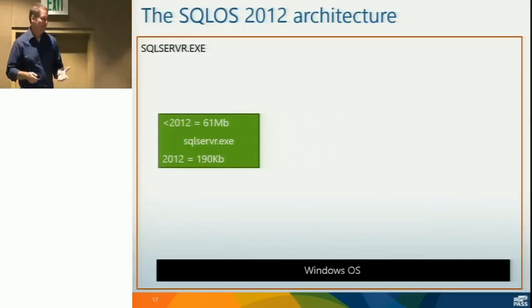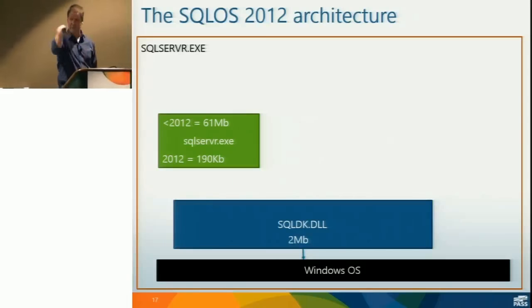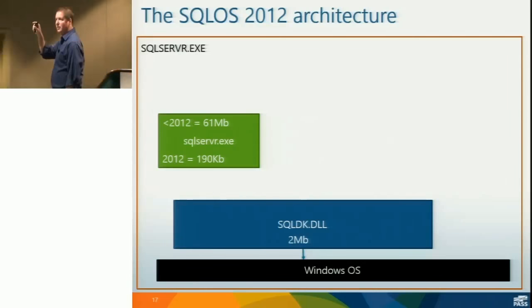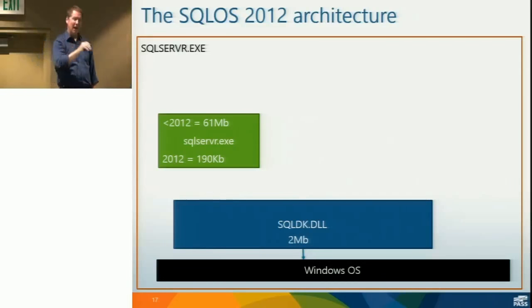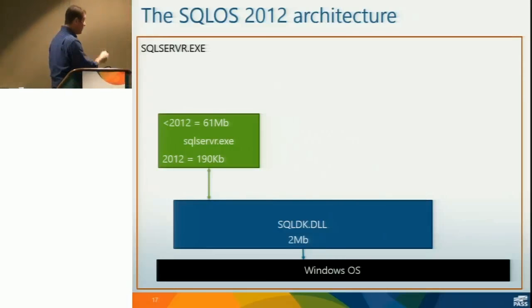You're like, well, where'd the rest of it go? I'll show you. So sqldk.dll, that's where SQL OS is implemented. That's only 2 megabytes. SQL OS is only 2 megabytes. All the power of running this thing fits into a single DLL of 2 megabytes in size. And SQL Server and sqldk talk to each other. I'll talk a little bit about that later.